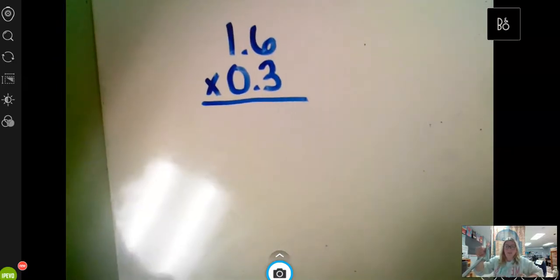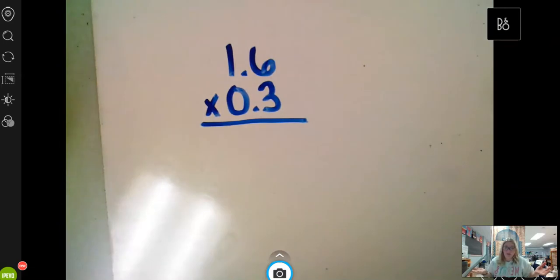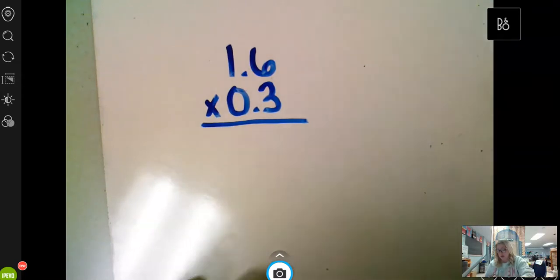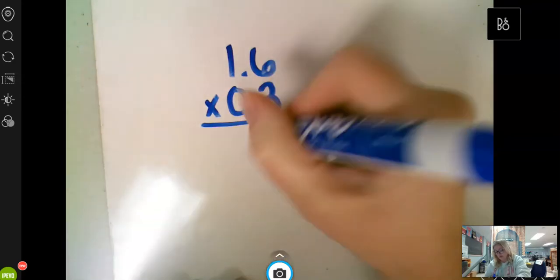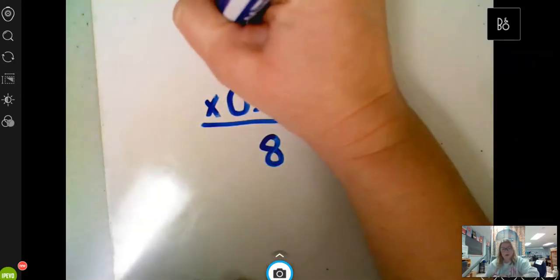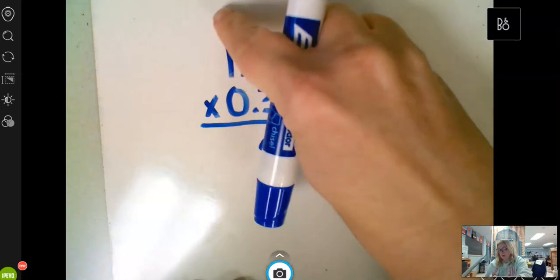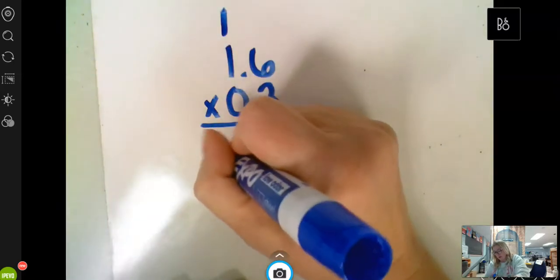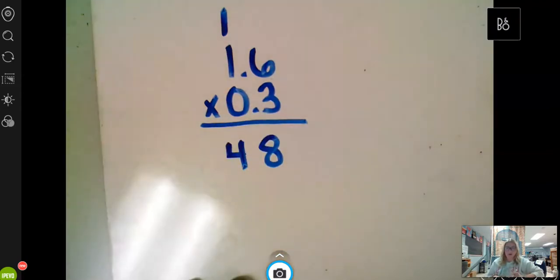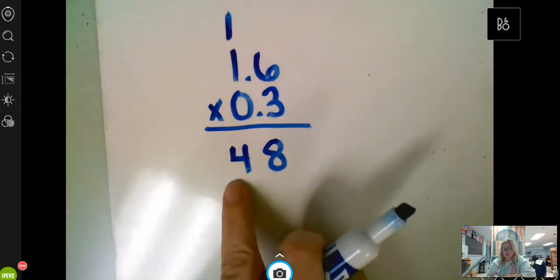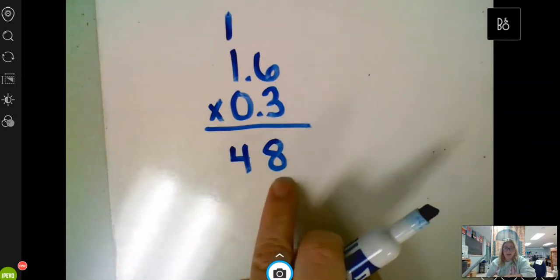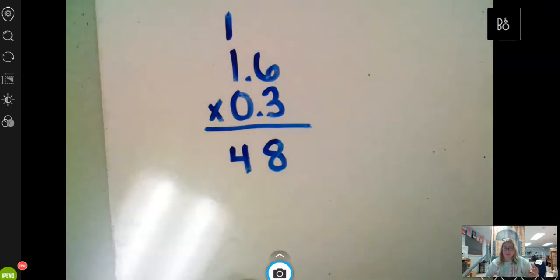And then my next step is I just pretend like they're whole numbers and multiply them. So I'm going to forget about the decimals for a minute and just focus on my multiplication. I know 3 times 6 is 18. And 3 times 1 is 3, but then I have another one that I carried that I have to add. So I got the digits 4 and 8 in my product, but I have to go back and add the decimal points now.